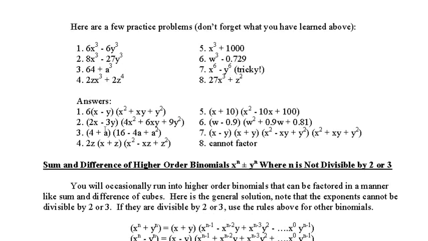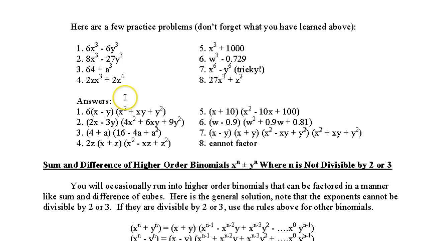Okay, so for example, if you go in there and you look at it, something like this, x cubed plus 1,000, this would be x plus 10, because the cube root of 1,000 is 10, times x squared minus 10x plus 100. Okay, now on this one, you would need to factor out the 6 first. Okay, and that's why there's a 6 in front. But then you have x cubed minus y cubed, so that becomes x minus y times x squared plus xy plus y squared. So that's just sum or difference of cubes.